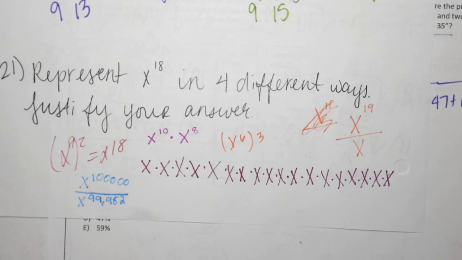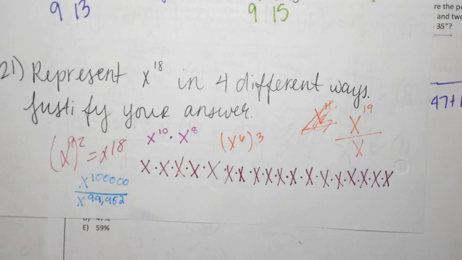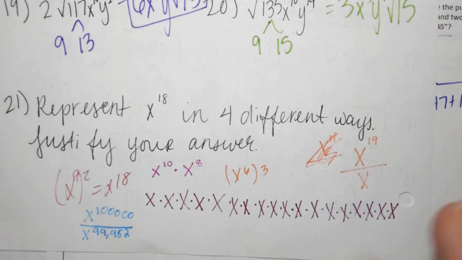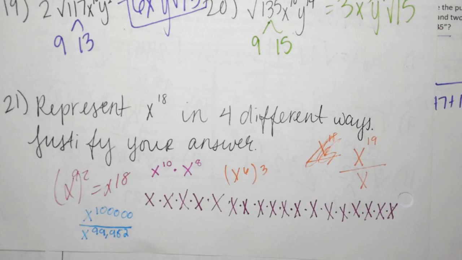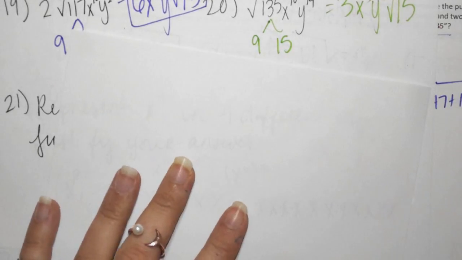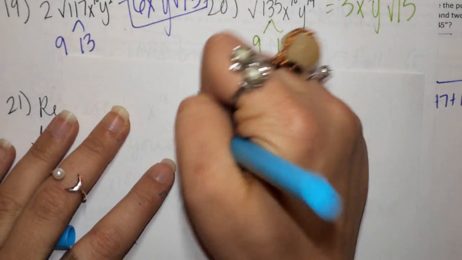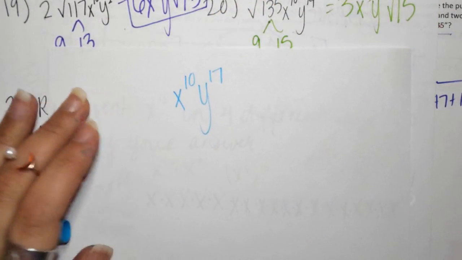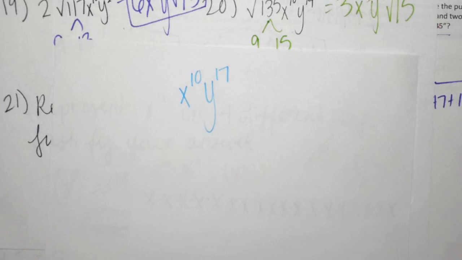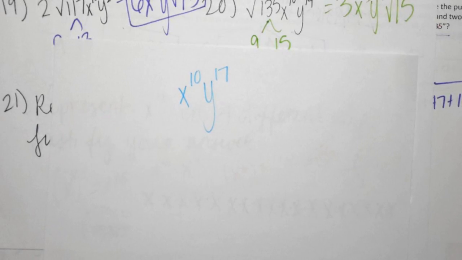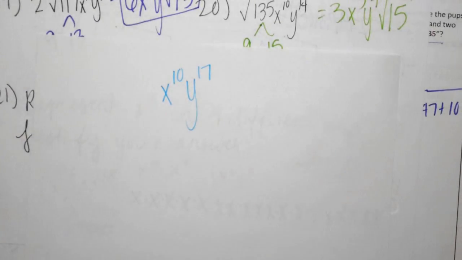All right, so tomorrow on your test you are going to have a justification problem. Now, what if I said, represent x to the 10th, y to the 17th? Could you do that? Who can tell me one way to represent this?